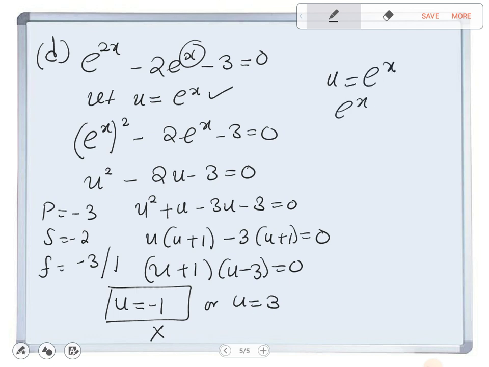We've got e^x is equal to 3. We take natural logarithms on both sides. So we have x ln e is equal to ln 3. ln e is 1, so we've got x is equal to ln 3. And we are done.